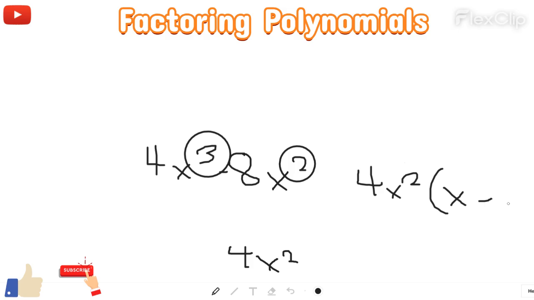Next, we think, how many times do you have to multiply 4x squared by to get 8x squared? This time, we can simply cancel out the bases, which are the x, and divide 8 by 4, which gets you 2. So the answer to the second example would be 4x squared times, in parentheses, x minus 2.